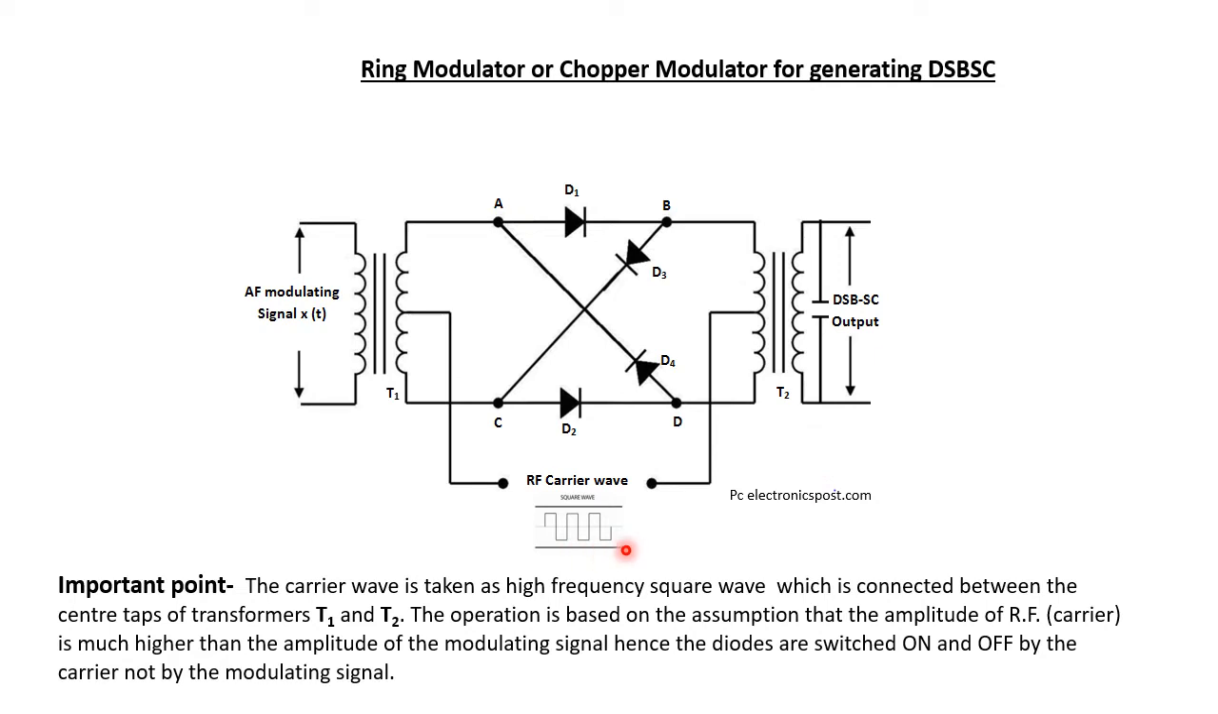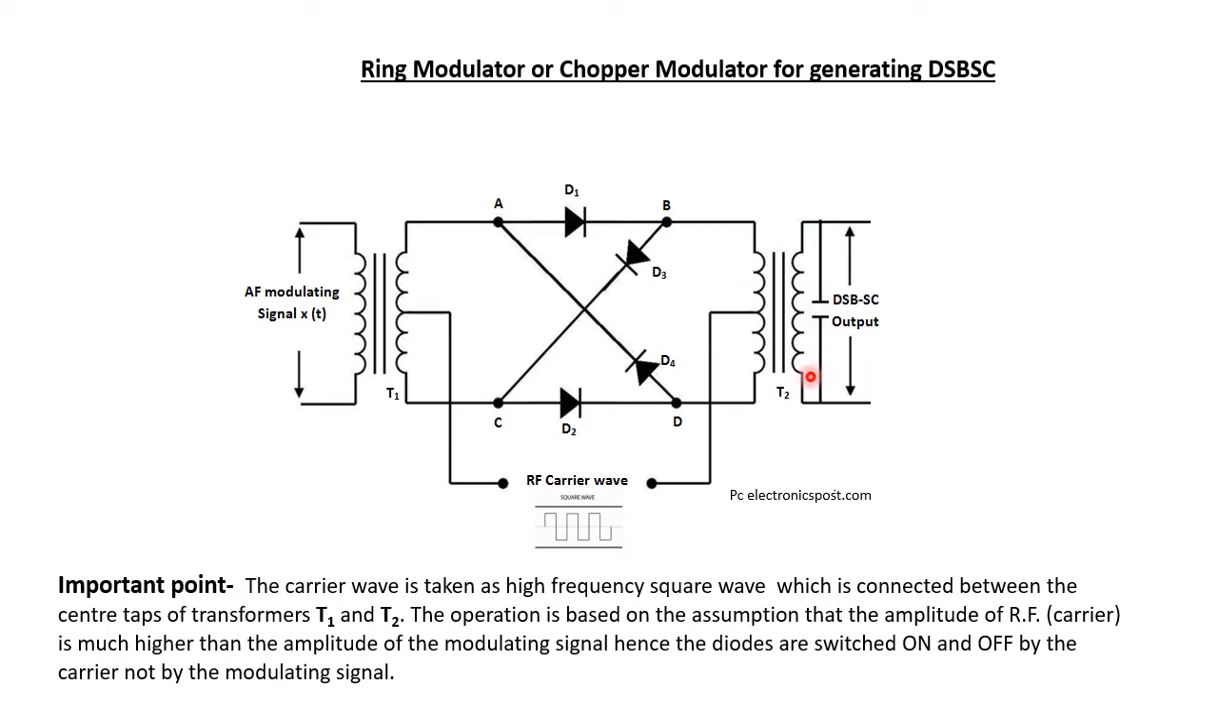As we can see from this diagram, the radio frequency carrier wave is taken in the form of a square wave. So the carrier wave is a high frequency radio frequency wave in the square wave shape. And 4 diodes are used, D1, D2, D3 and D4, in the form of a ring. If we analyze the circuit minutely, the 4 diodes are forming a ring, therefore it is known as a ring modulator.